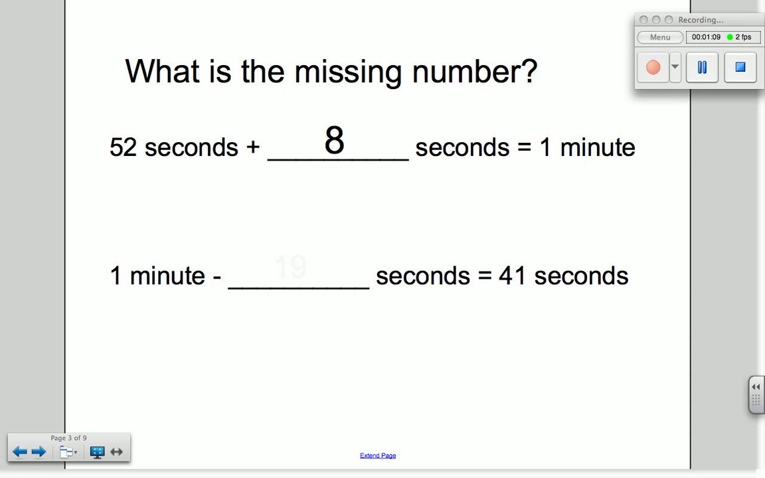Let's look at the next problem. 1 minute minus how many seconds equals 41 seconds? Again, we know that 1 minute equals 60 seconds. So 60 seconds minus how many seconds equals 41? I like to use a mental math strategy here, thinking that if I took 60 minus 40, I would get 20 seconds. But I know that I was supposed to take away 41 seconds, not 40. So instead of it being 20, it's going to be 19.